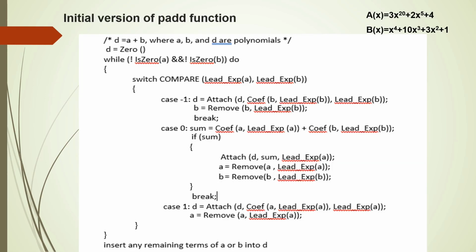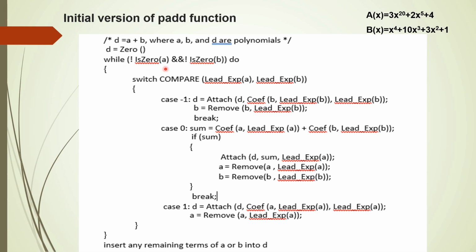Initial version of the padd function, the polynomial addition function, using the first method to represent the polynomial. So here the resultant polynomial is d, and the given polynomials are a and b. You're going to add the terms of these two polynomials, and the resultant polynomial is going to be stored into a variable d. So initially we'll assign a value 0, that is, the number of terms in the polynomial d is 0. No terms in the polynomial d.